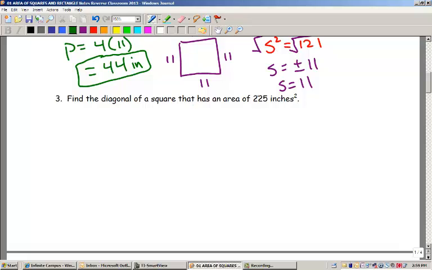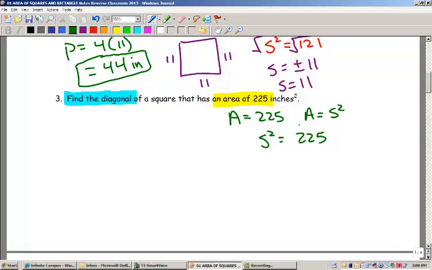Find the diagonal of a square that has an area of 225 inches. What is given to me? The area. What am I trying to find? The length of the diagonal. So the area is 225. The area, again, is also known as side squared. So I'm going to take my side squared, set it equal to 225, and then solve for S.